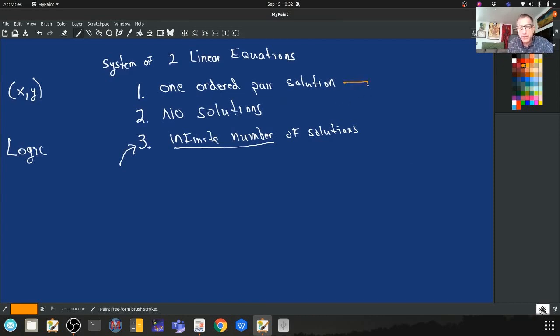So these two options right here consist of consistent systems. Remember, systems, and for our case, they're exactly two linear equations. This case right here, the third case, they are inconsistent.